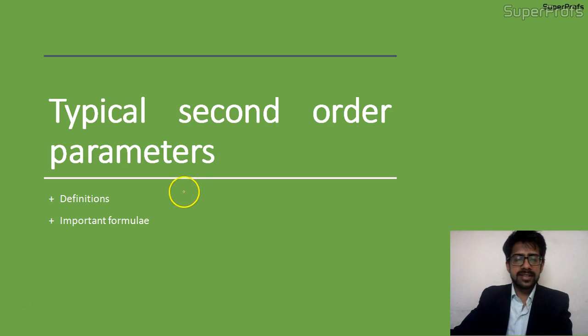Let us go forward and see what are typical second order parameters. We will see some of the definitions such as overshoot and rise time, delay time, and so on. And we will see some important formulae to calculate these overshoots, rise time, delay time, etc.